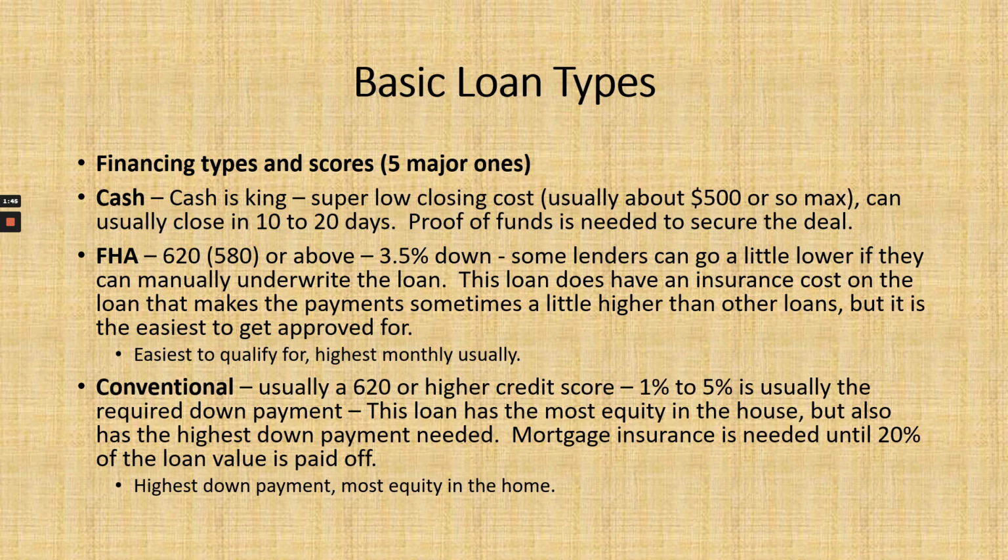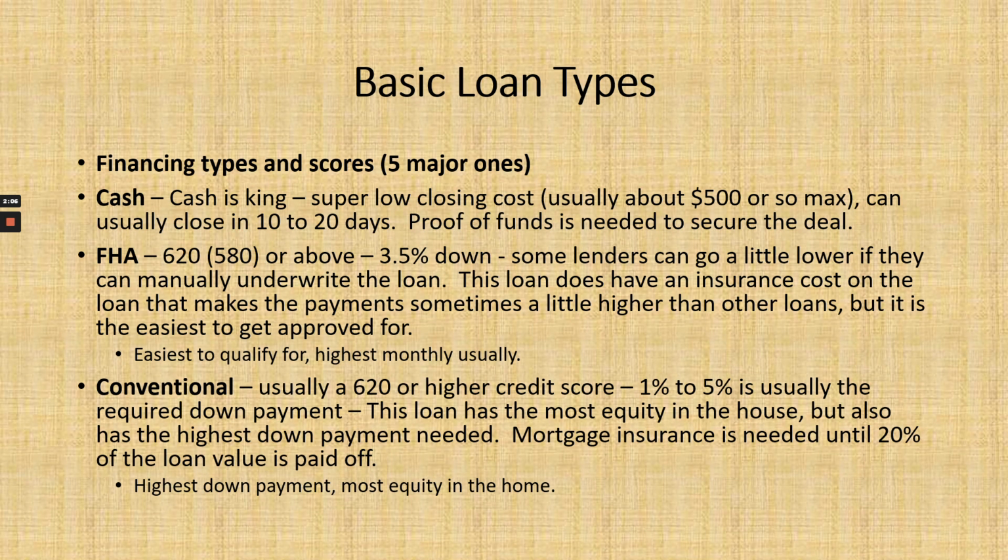FHA is the next one a lot of people use. I say 580 or higher. Right now, some people want you to still be at 620. Right now, if you want to use down payment assistance, we'll talk about that in a minute, that does need to be a 620. So I'm going to leave 580 in there, kind of. It just depends. It is 3.5% down.